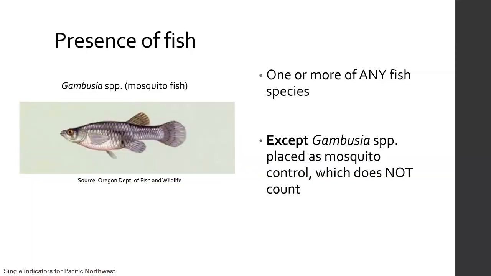The presence of one or more of any fish species counts for this single indicator. The exception is mosquito fish when used as vector control, which does not count.